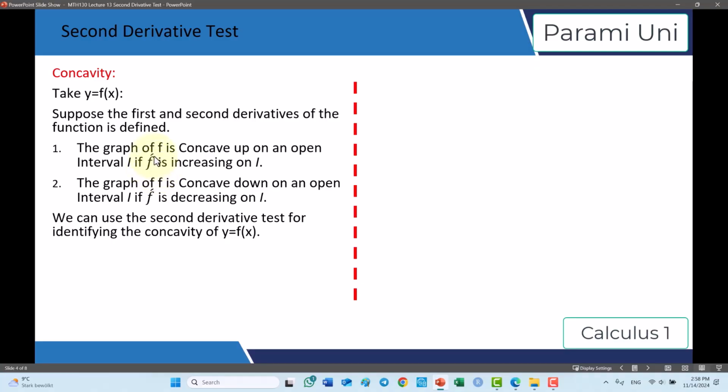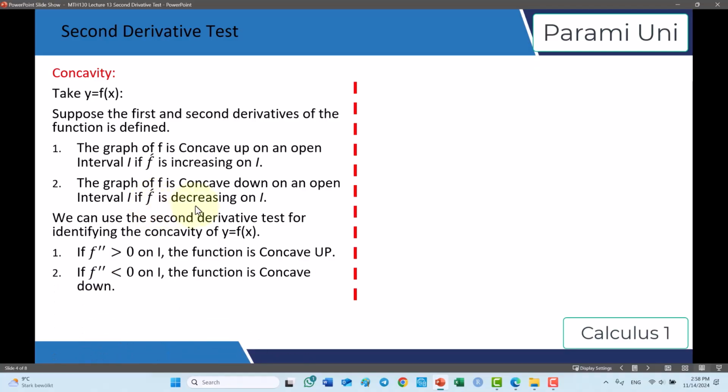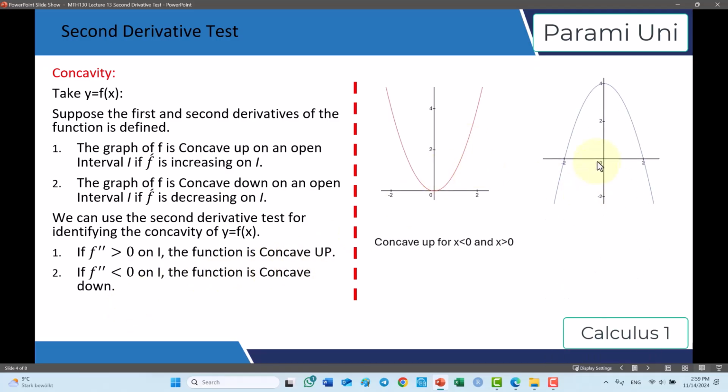Remember that we have f prime increasing. That means if f double prime is positive, then the function is concave up. If f double prime is negative, then the function is concave down. Take this example of y is equal to x squared. You see that the second derivative of this function is 2, and that's positive. Therefore, this function is concave up. While for this function, minus x squared plus 4, the second derivative is minus 2. Therefore, this function is concave down.